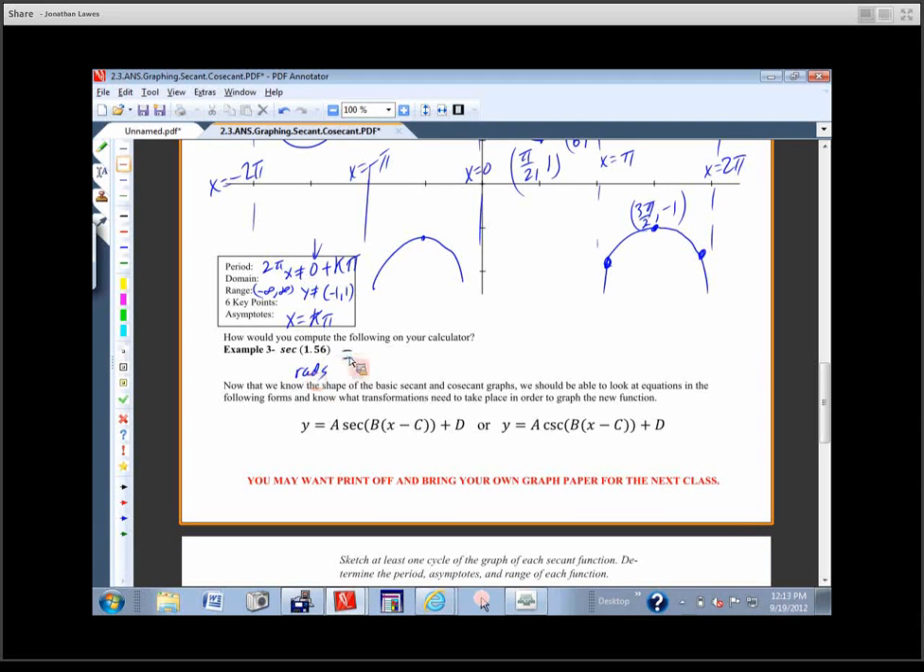Now, does your calculator have a secant button? It doesn't. So you need to remember the identity. The secant is 1 over the cosine of that same thing. So this is going to be 1 over the cosine of 1.56. And what do you get? What is it? 92 point what? 36, whatever. It's a big number, right? Okay. Any questions?